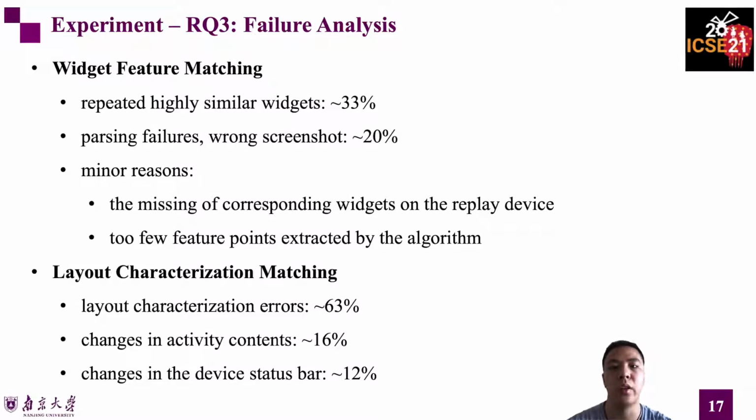In the layout characterization matching, 63% of failure cases are caused by layout characterization errors. Subtle layout changes caused by the change in the activity contents cause approximately 16.3% of the failures. In addition, about 12.1% of the failures are due to the change in the device status bar. Therefore, there is much space for improvement in layout characterization, and our approach will perform much better if the layout characterization algorithms have improvement.